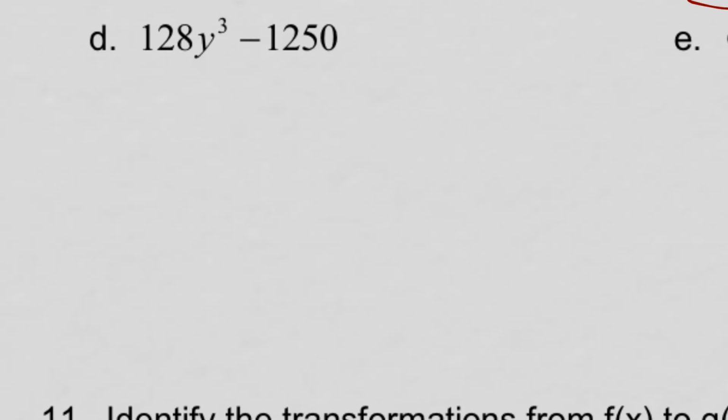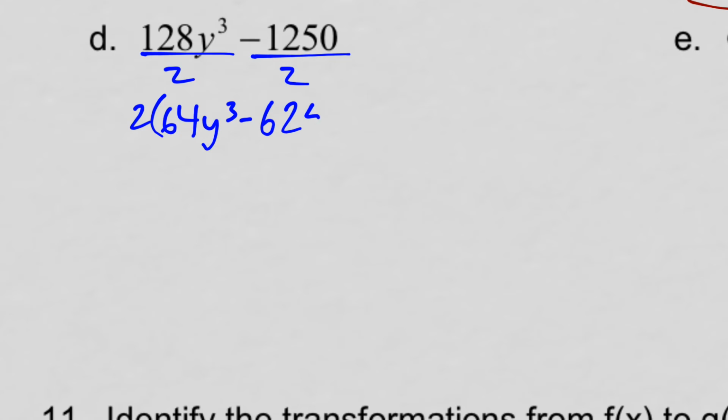Alright, D: 128y cubed minus 1250. The first thing I notice is that they have a GCF, which is just 2, right? Is there a bigger number that goes into both of them? No, just 2. So basically just divide both by 2. Oh, then that means that this is it. There's nothing else to do after this point. 64y cubed minus 625? Yeah.